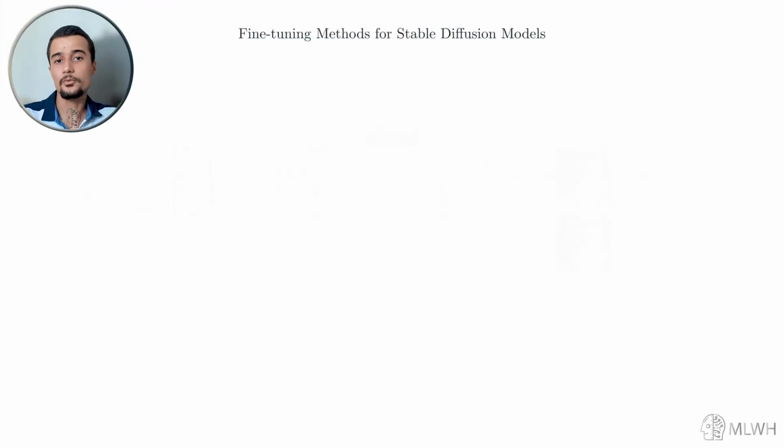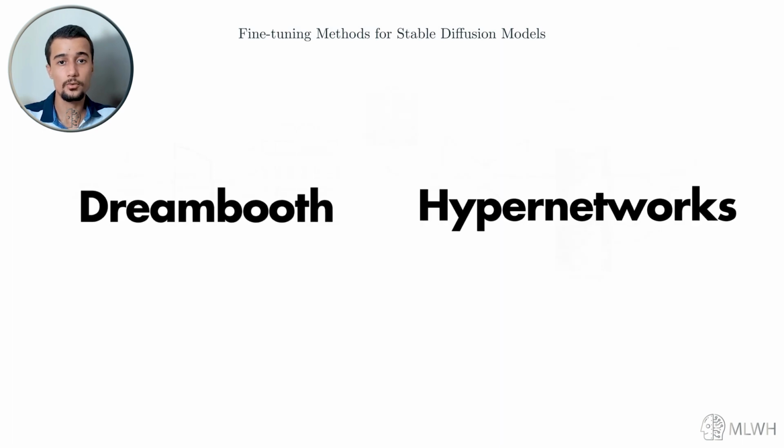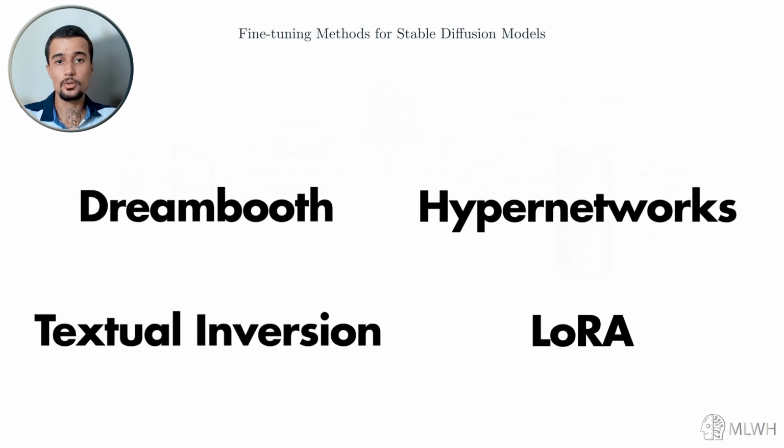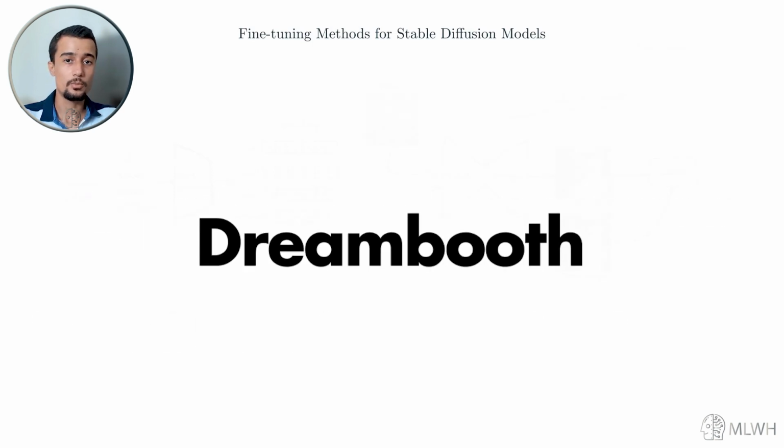Okay, so let's not make this video longer than it should be, and let's start right away, but of course feel free to skip the part you're more interested in. So first we'll start by understanding the differences between the four techniques that we're going to use, which are Dreambooth, Hypernetworks, Textual Inversion, and low rank adapters, or LoRA for short. And let's start with the Dreambooth technique.